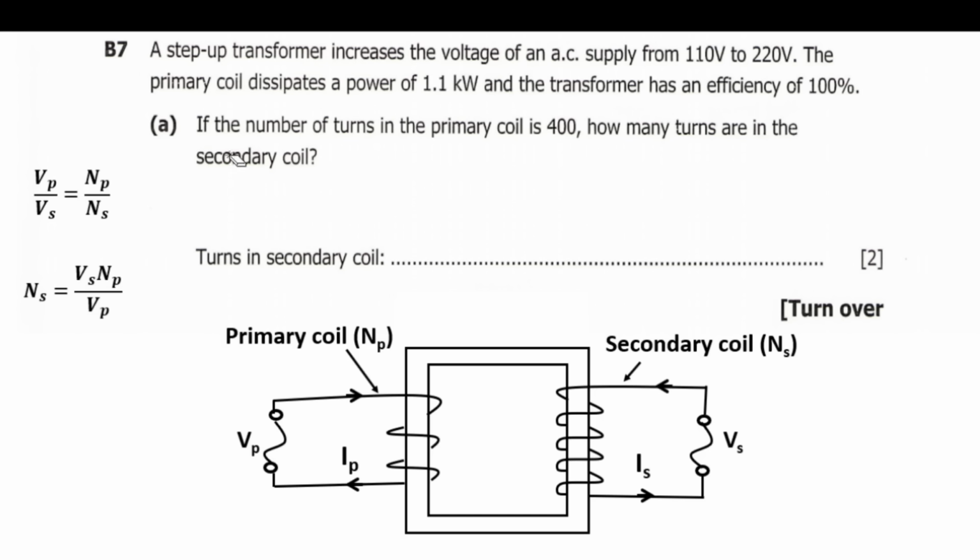Then NP, number of turns. If the number of turns in the primary coil is 400, so here 400, then VP, voltage in the primary, is 110. So you substitute 220 times 400 divided by 110, and you find that your answer will be 800 turns. So the number of turns in the secondary coil will be 800 turns, which is correct for a step-up transformer. In a step-up transformer, the number of turns in the secondary coil must be more than the number of turns in the primary coil. In the primary coil there are 400, so in the secondary coil there are 800. This is how you notice whether your solving is correct or not.